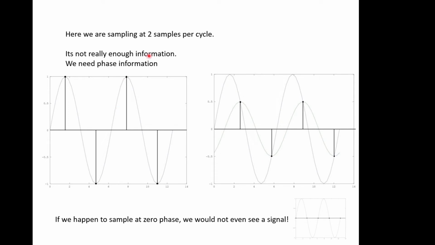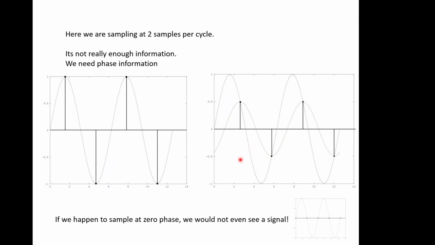And then if we sample at 2 samples per cycle, which some people say is the Nyquist limit, you can see that if we happen to get it right here, we can reconstruct the signal. But if we sample at a different point in the waveform, then it could be a choice of either of these two sine waves, and in fact a whole bunch of other ones in between.